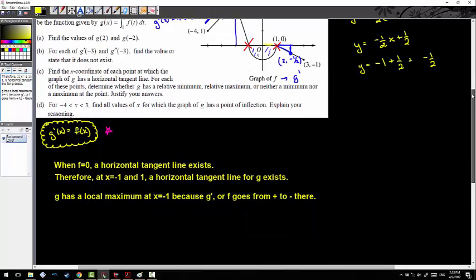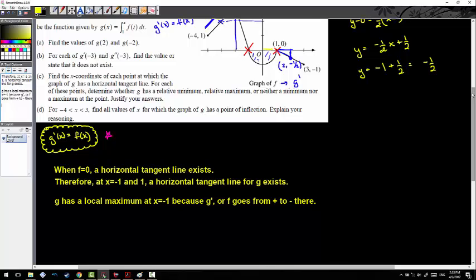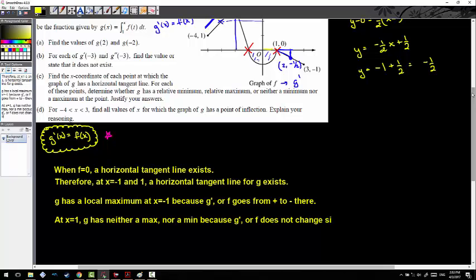All right, what about at x equals 1, though? We could say at x equals 1, G has neither a max nor a min because G prime, or f, does not change sign. And there you go. That's how you do part C. Let's go and label that.